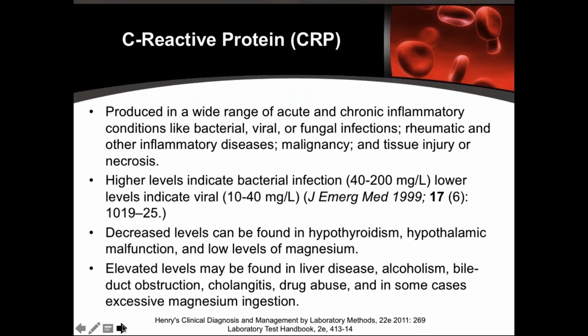Elevated levels of CRP: liver disease, we've talked about it, alcoholism, for instance, alcoholic fatty liver. And we'll talk in a moment about how to look for the relationship of certain labs. For instance, hey, I've got an increased GGT and an increased AST. Where's my problem coming from? Is it in the common bile duct? Is it in the liver? Is it farther down? Okay, we'll give a few examples of that in a moment. Cholangitis, drug abuse, and in some cases, excessive magnesium ingestion.